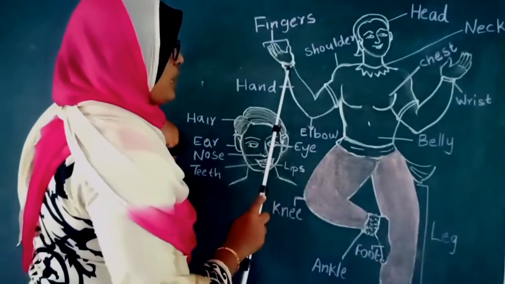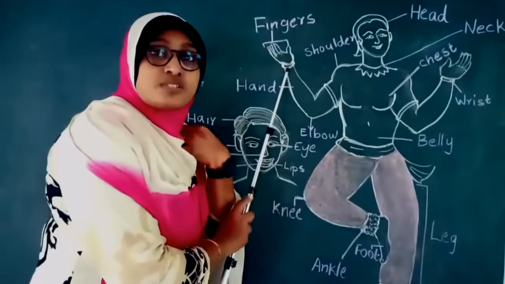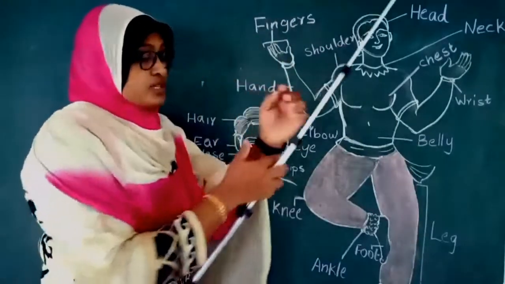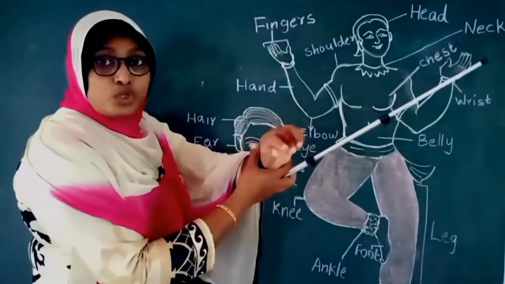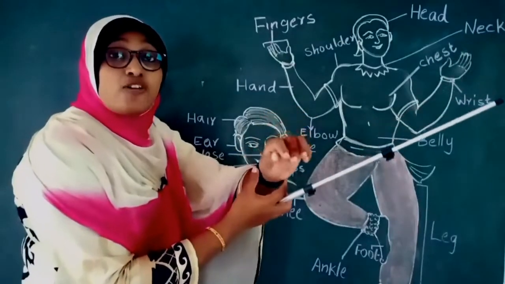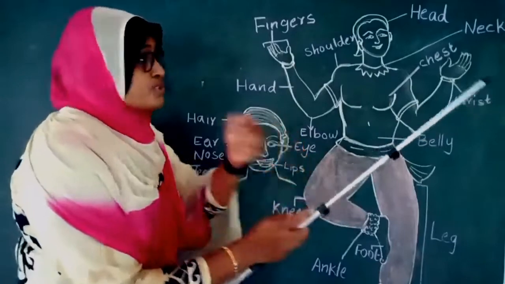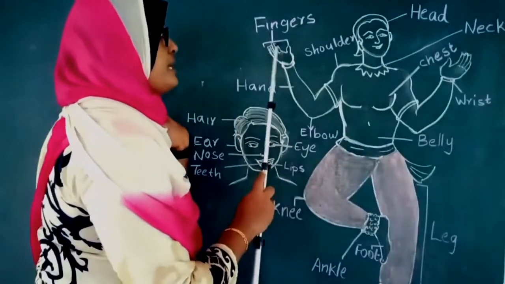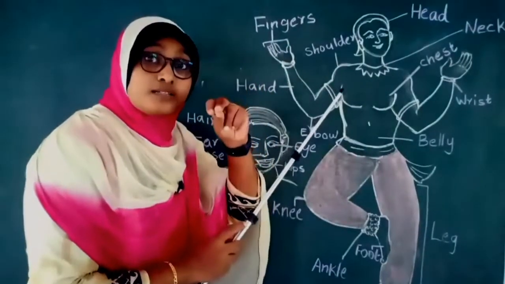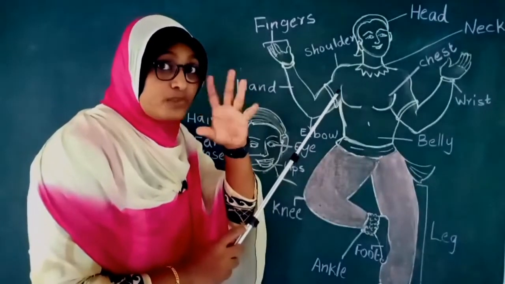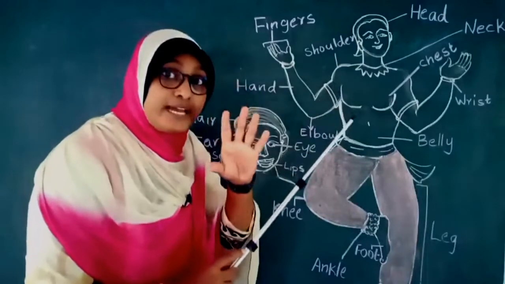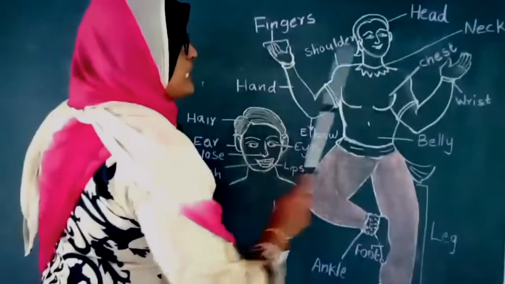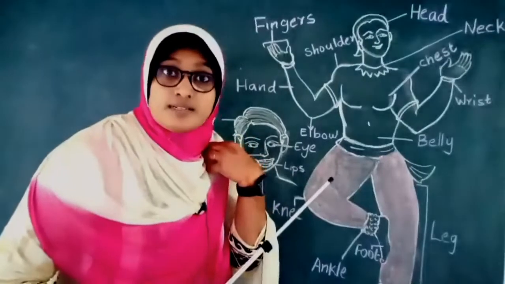And students, this part is his wrist. Wrist, the part where we tie our watch. That is our wrist. This is his wrist. And these are his fingers. How many fingers do we have? Yes, we have 10 fingers. So, these are his fingers.